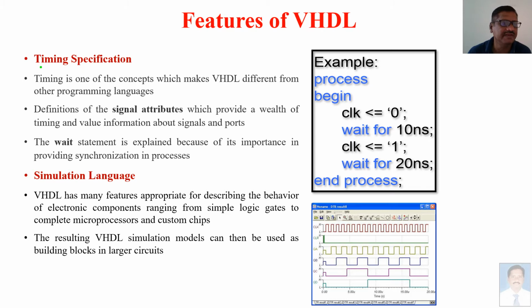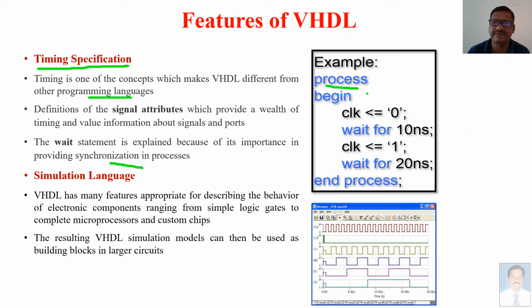Apart from this, I mentioned it is a timing specification language. Here in this case, timing is one of the concepts which makes VHDL different from other programming languages. Means definition of the signal attributes provides a wealth of timing information about the signals and ports. The wait statement is explained because of its importance in providing synchronization in the process. For example, this is process begin, clock is equal to 0, wait for 10 nanosecond, clock is equal to 1 and wait for 20 nanosecond, end process.